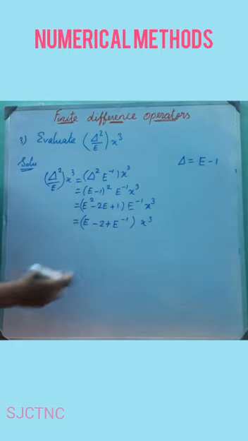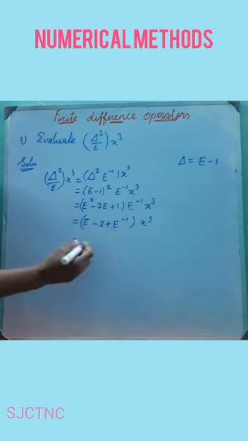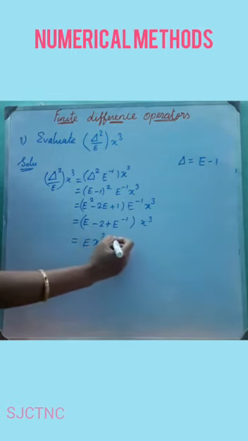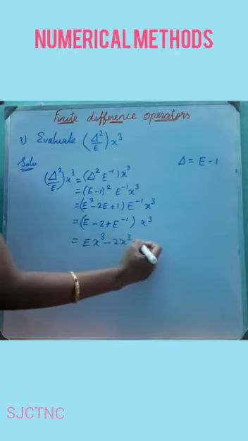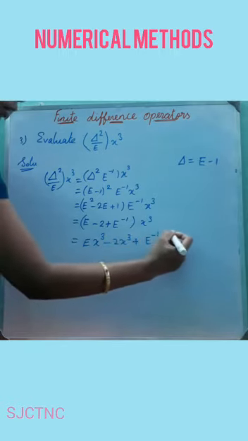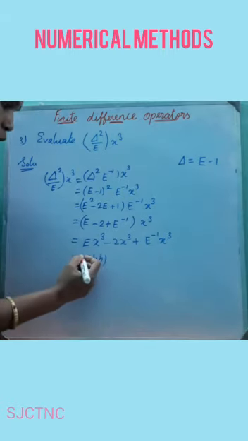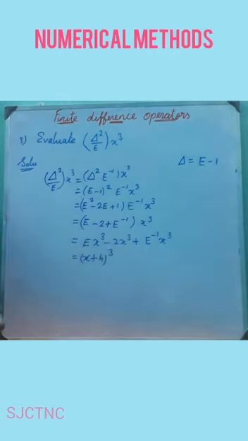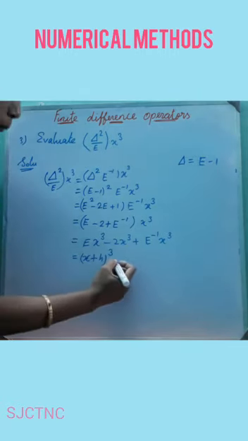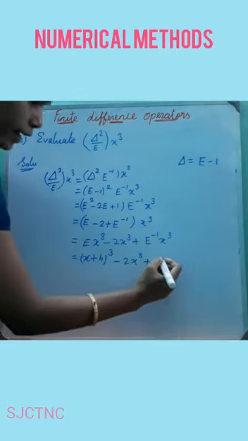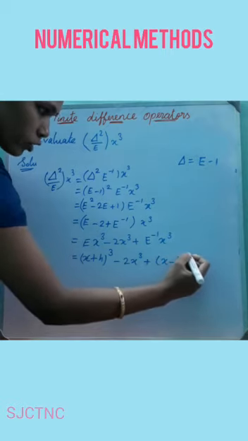It's a common value, x power 3. Now operating throughout on x power 3, we get e x power 3 minus 2 x power 3 plus e inverse x power 3. See, applying the shifting operator here. Shifting operator is nothing but x plus h. Here x plus h the whole power 3, minus 2 x power 3, plus, applying the operator here, x minus h the whole power 3.